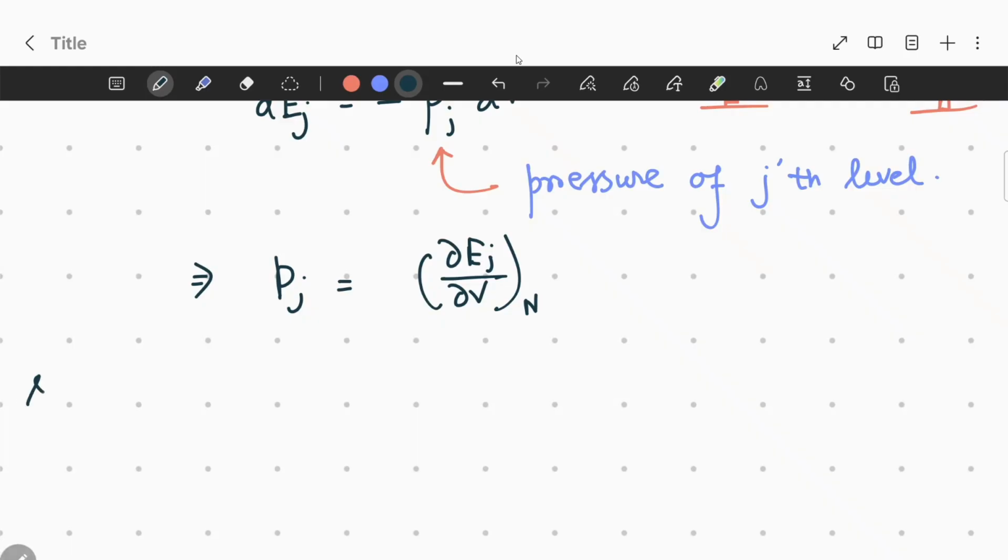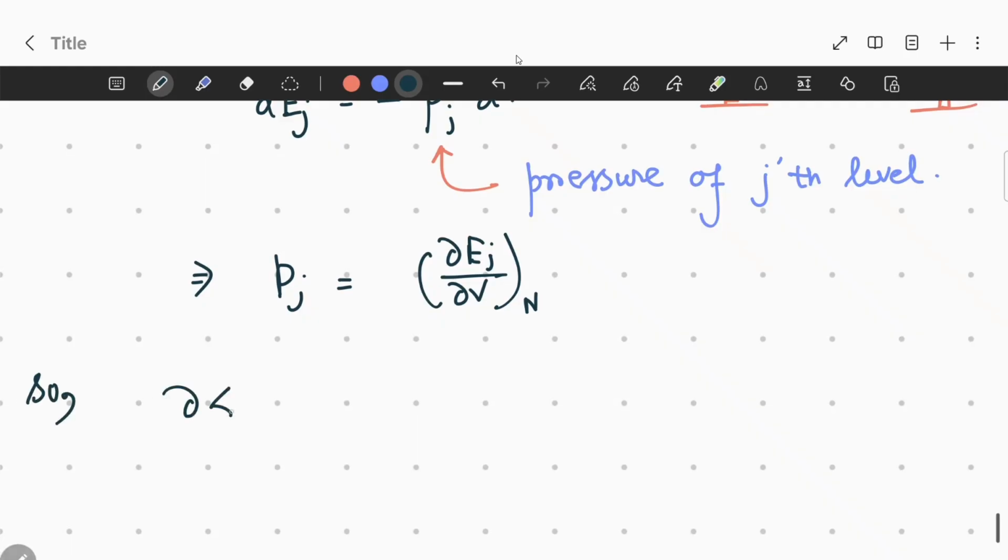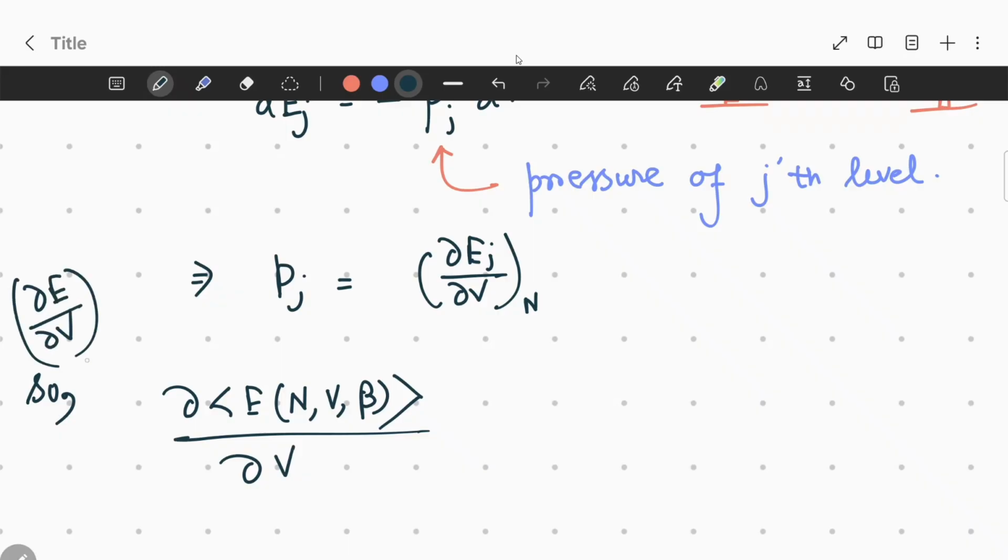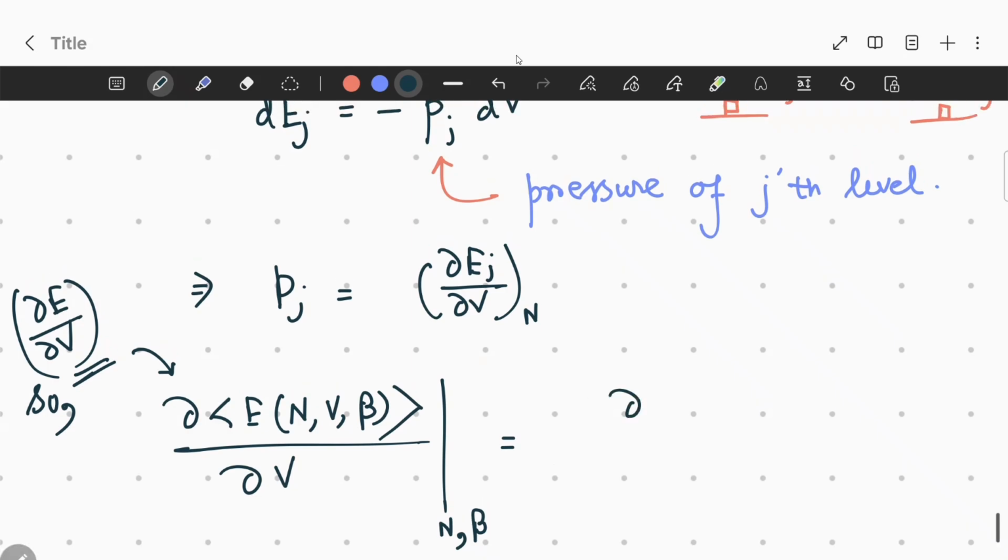So now, what will this be? Volume is changing, right? Means dE/dV, and E is just NV beta. And if you remember, N is constant, beta is constant. Beta is constant because temperature is not changing, it is attached to the heat bath, and the number of particles is also not changing. Only we are doing work. So this is actually in shorthand notation. We can write it like this.